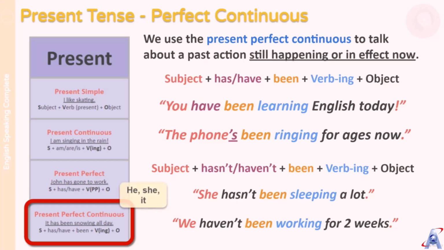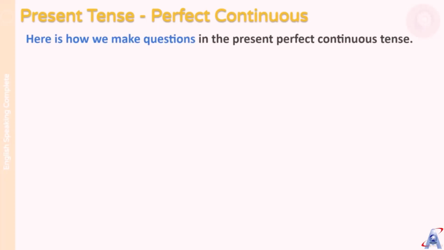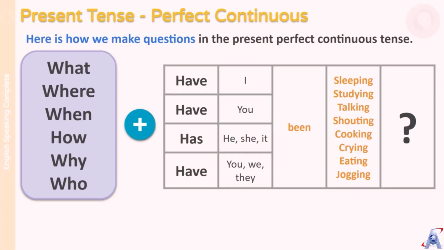Okay, let's take a look at the question form of this tense. So, as always, we use the 6 W's plus have or has, depending on the pronoun, and then I, you, whichever pronoun we're using, plus been, plus verb ing, which is called the gerund, not the verb 3 form. So it's not verb 1, verb 2, verb 3. Just call this the gerund. And here is an example.